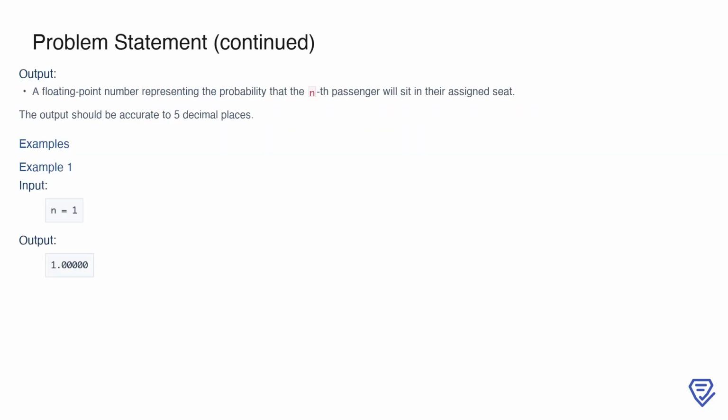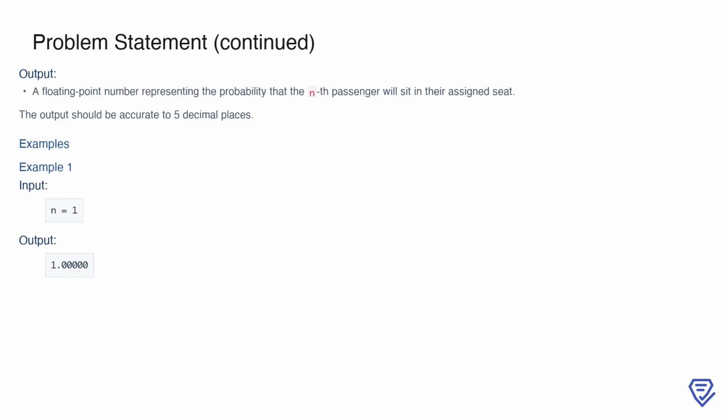Now, the output for this problem is a floating point number that represents the probability that the nth passenger ends up in their assigned seat. This result should be accurate to 5 decimal places. To better understand the problem, let's look at a few examples.